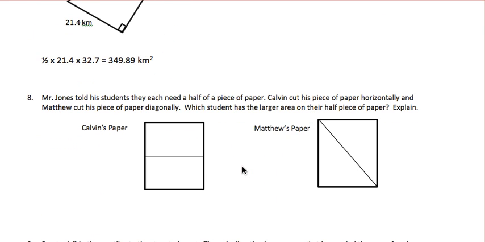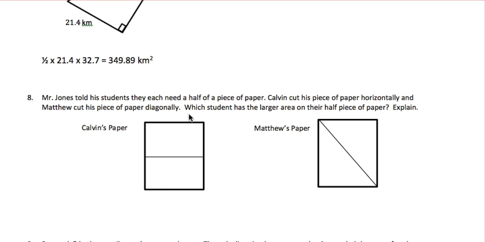In number 9, we have more of a real-world type problem. Mr. Jones told his students they each need 1/2 of a piece of paper. Calvin cut his piece of paper horizontally, that's a cross, and Matthew cut his paper diagonally. Which student has the larger area on their half piece of paper? And explain.